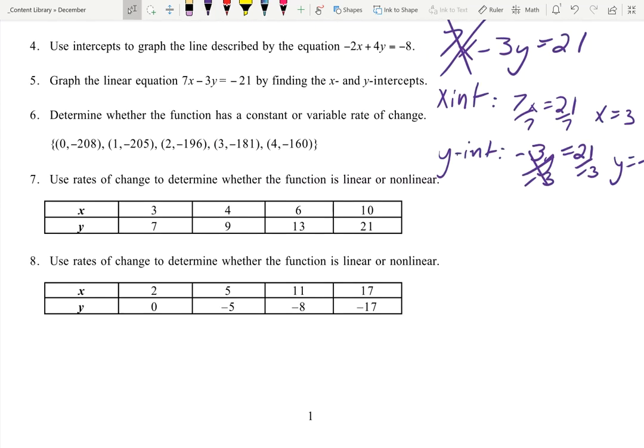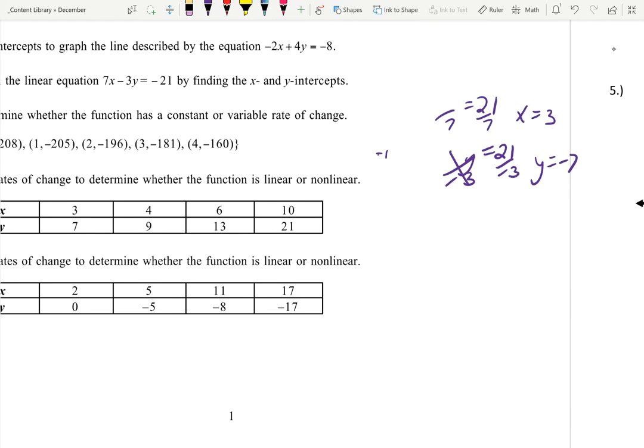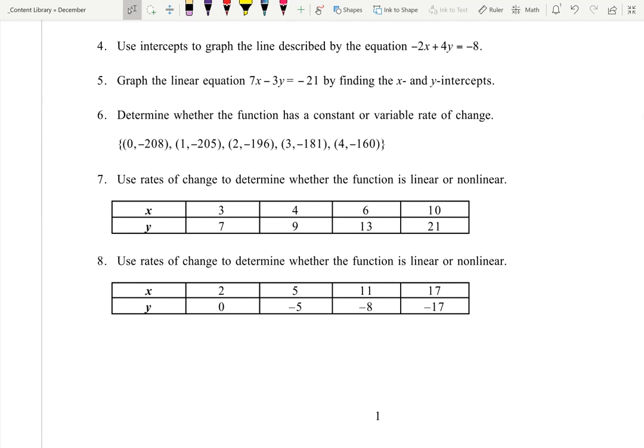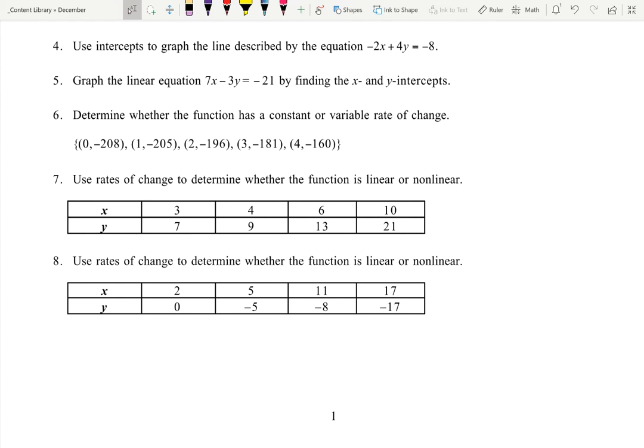Now let's do number 6. Number 6, determine whether the function has a constant or variable rate of change. Number 6, 7, and 8 are basically the same thing. A constant rate of change would be something like a linear function, and a variable rate of change would be something that's a non-linear function. So essentially they're kind of asking the same thing. But here's how you do all these problems.